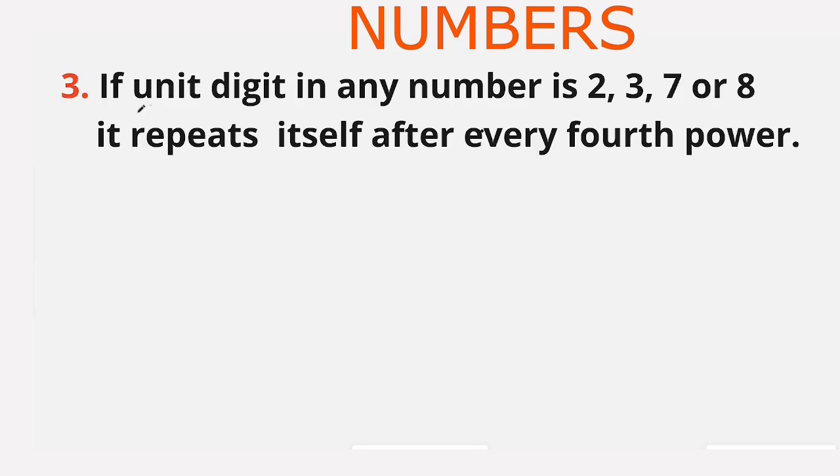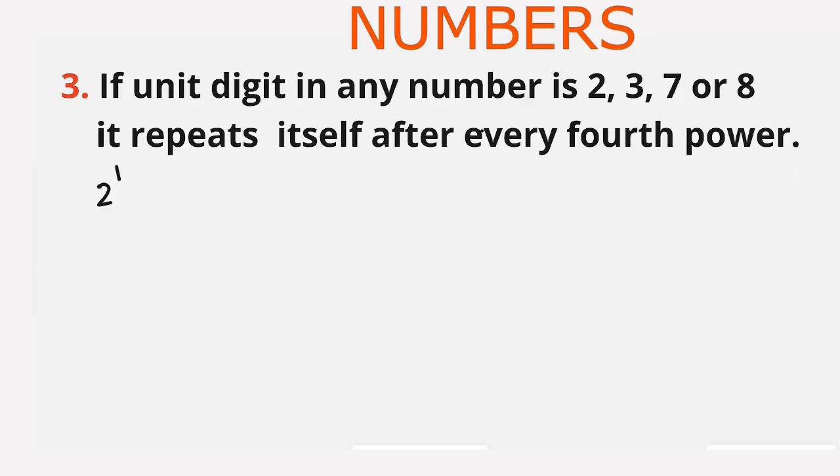Point 3. If the unit digit in any number is 2, 3, 7 or 8, remember 2, 3, 7 or 8, it repeats itself after every fourth power. It means that if any number has unit digit 2, 3, 7 or 8, and if we increase its power, then the unit digit will repeat itself after every fourth power. And I will explain it by giving examples of each number: 2, 3, 7 and 8.